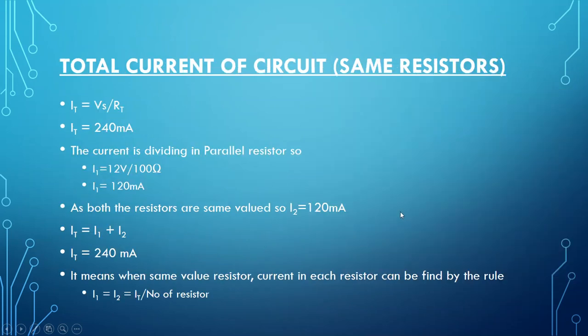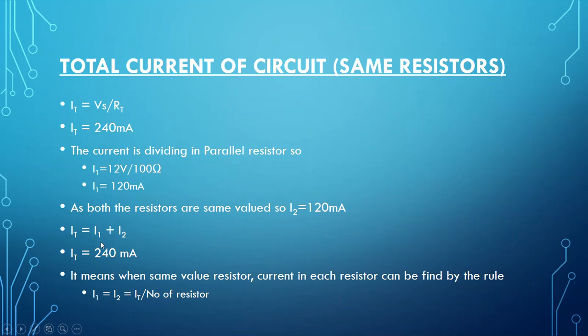So the total current of the circuit IT is equal to Vs over RT. We know that Vs, our source voltage, is 12 volt, and RT is 50 ohm. So IT will be equal to 240 milliampere, and the total current is divided in the parallel resistors. So I1 is equal to 12 volt divided by 100 ohm, so I1 will be equal to 120 milliampere. We know that both resistors are the same value, so I2 will also be 120 milliampere.